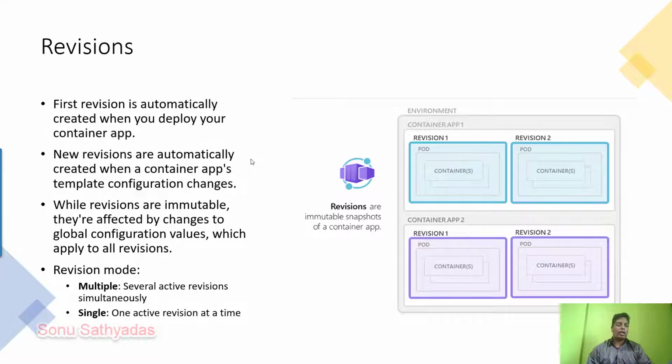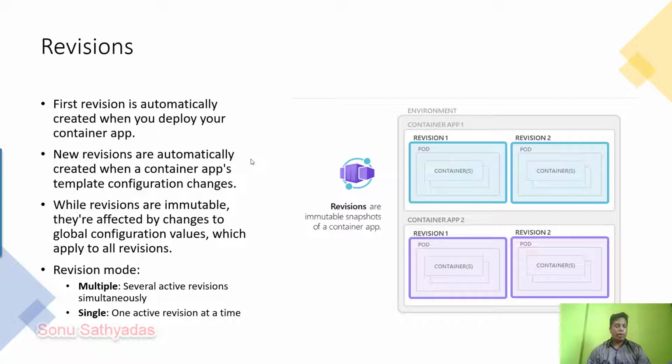So revisions typically get deployed whenever you make changes inside your application. The first revision is automatically created whenever you deploy the application for the first time. So when you create your container app, it automatically creates one revision, and new revisions will be automatically created when you make configuration changes. And these revisions are immutable. That means you cannot delete or modify those revisions, but you can create new revisions based on the previous revisions.